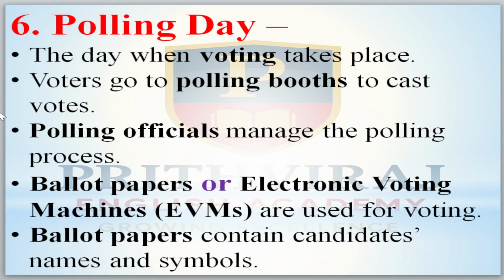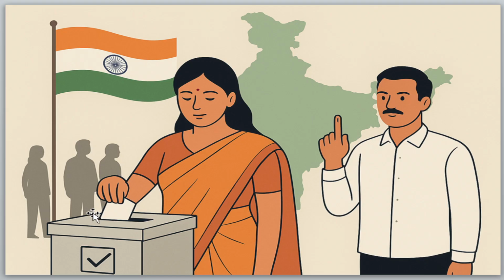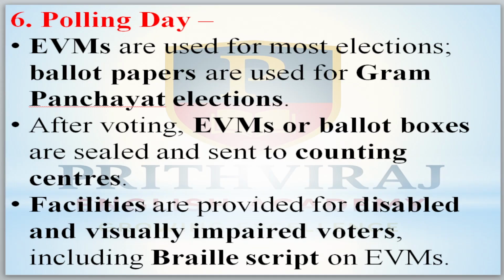In this, candidates' names and symbols will be there. In front of that, you just cast your vote. Now move to the next. EVMs are used for most elections nowadays. Ballot papers are used for the Gram Panchayat elections. Lok Sabha and the state legislative assembly elections use EVM machines. Ballot papers will be used only for Gram Panchayats.